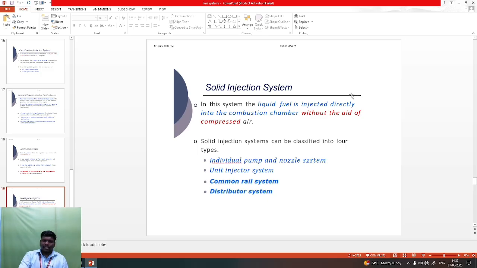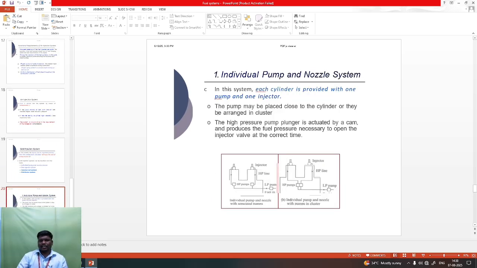Okay, so there are 4 types of injection systems. The first one is the individual pump and nozzle system, the second is the unit injection system, the third is the common rail system, and the fourth is the distributor system. So let us see the types of solid injection system. First one is the individual pump and nozzle system.